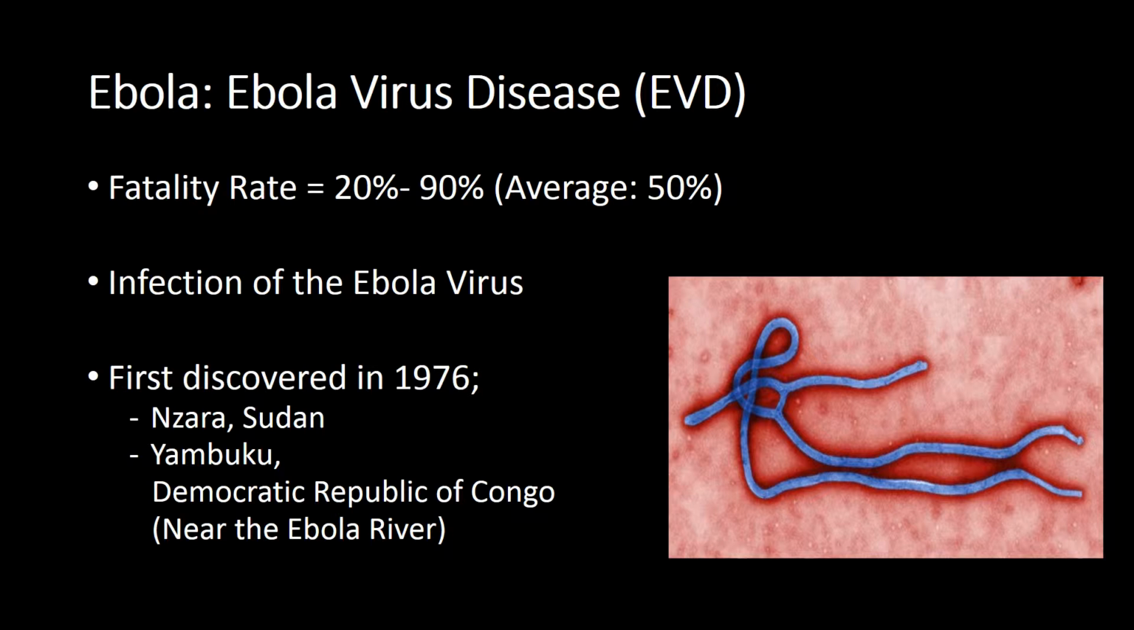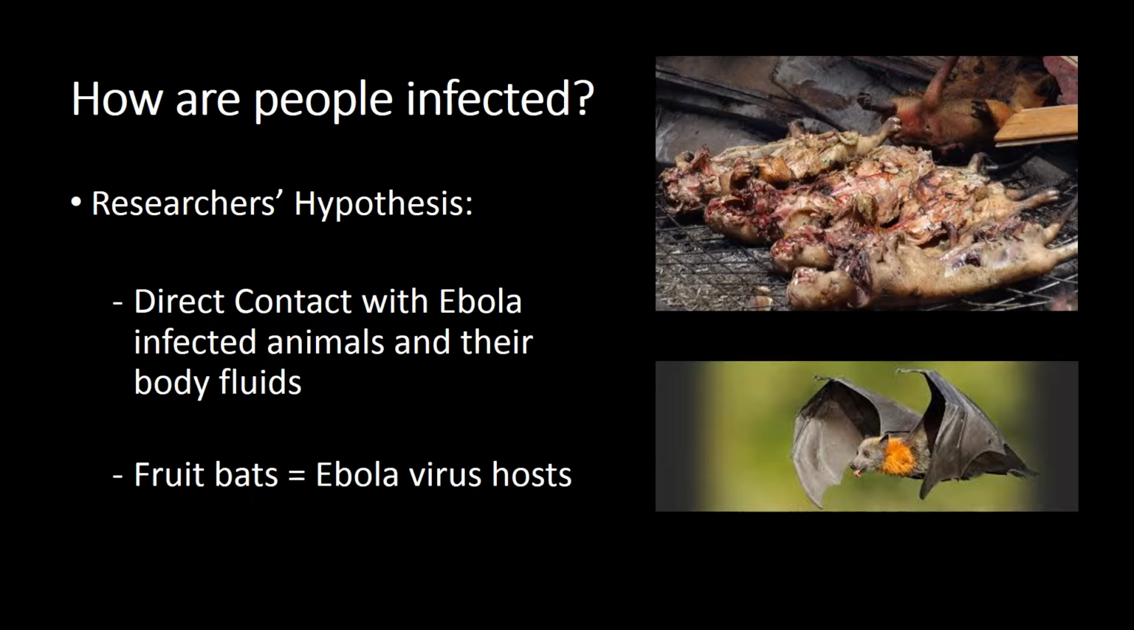According to the World Health Organization, the Ebola virus was first discovered in 1976 in 2 simultaneous outbreaks, one in Zara, Sudan, and the other in Yambuku, Democratic Republic of Congo. Its discovery near the Ebola River in Yambuku gave it its name.